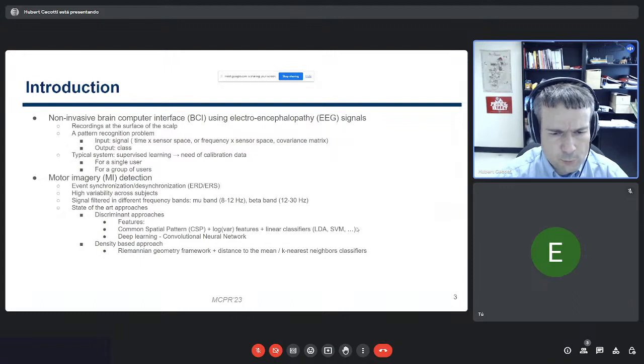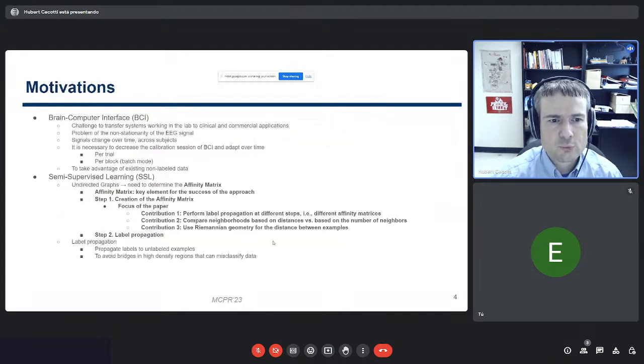Another way is to use deep learning, with particular architectures of convolutional neural networks. And one approach that has been used in the last 10 years, but is still not widely used, goes back to density-based approaches, where the main point is to use a really good distance and really good features, and then we can use k-nearest neighbor or a distance-to-the-mean classifier, which can be quite efficient. It allows you to consider how the data is going to change over time, and then to adapt.